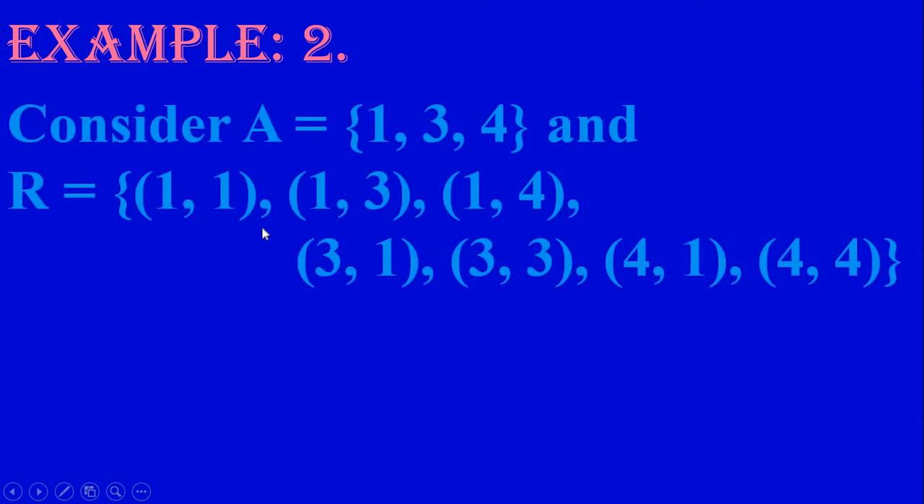So next example. We consider set A equal to {1, 3, 4} and a relation {(1,1), (1,3), (1,4), (3,1), (3,3), (4,1), (4,4)}. We have to verify whether this is transitive or not. Now we consider (1,1) and (1,3), so (1,3) is there. And we consider (1,1), (1,4), so (1,4) is also there. Then we consider (1,3) and (3,1), so (1,1) is there. (1,3), (3,3), so (1,3) is there. Then we consider (1,4), (4,1), so (1,1) is there. (1,4), (4,4), so (1,4) is there.